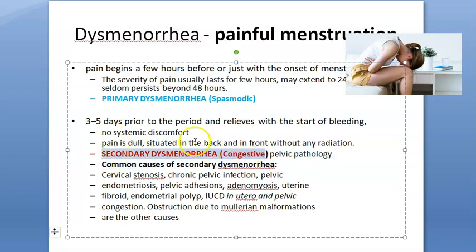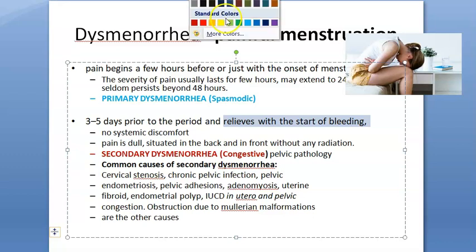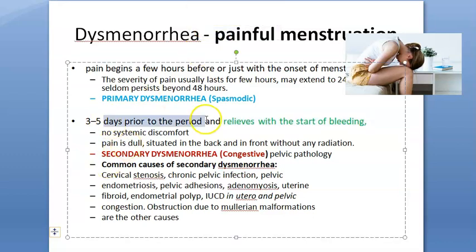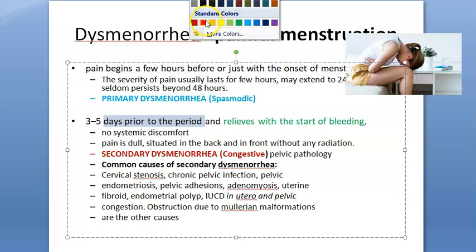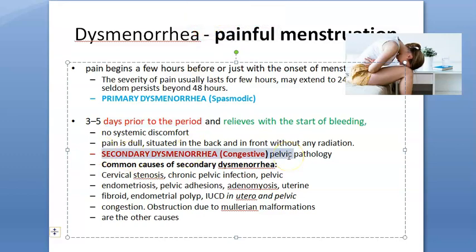Secondary dysmenorrhea means it comes before the period, and then once the period comes, it will get relieved. So this is a very strange thing. It will come before the period, and once the period starts, it will actually stop. This is secondary dysmenorrhea, congestive. This is usually pathological. That means there is some pathological problem.